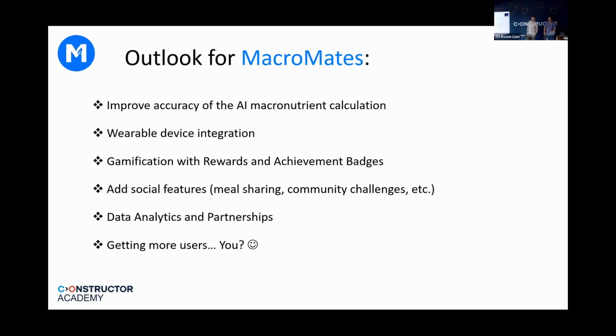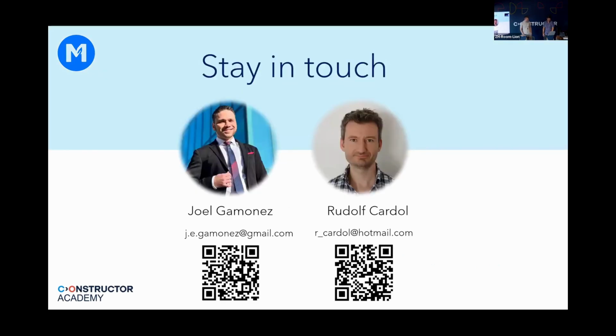And for future improvements, we would like to improve the AI accuracy a little bit more, integrate with smartwatches, and add some gamification, kind of like Duolingo has with rewards and achievement badges, and add some social features as well, maybe community challenges. And then of course, if you want to be a user, that's great, and you can test it.